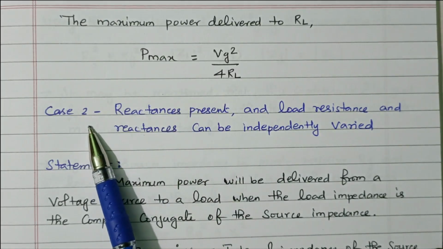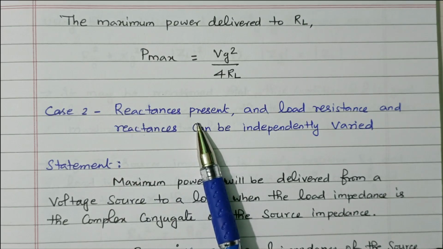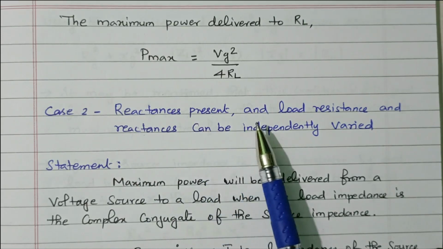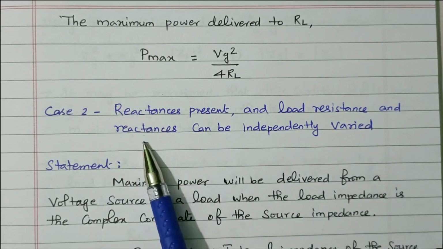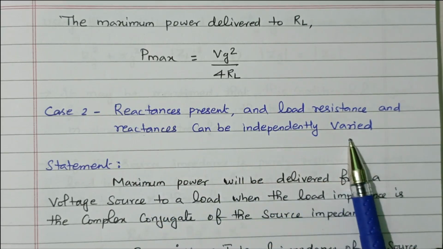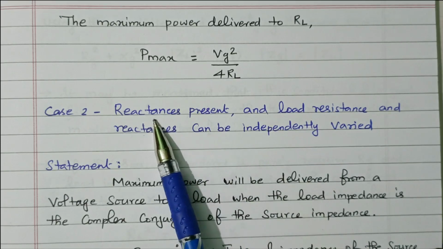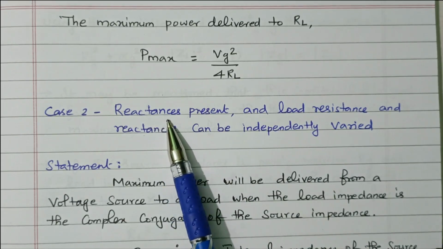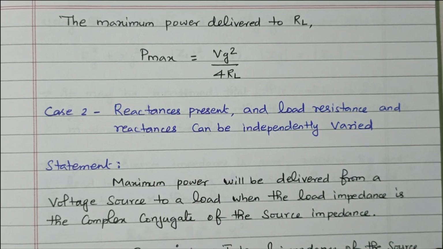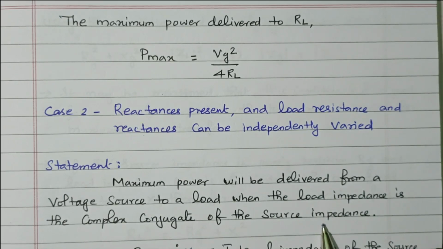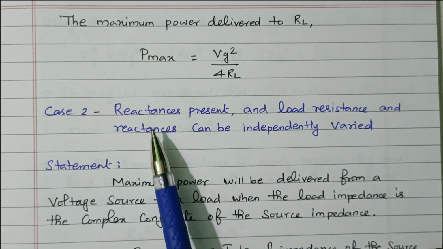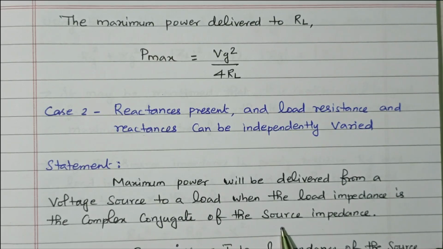So the second case: the reactance is present. Previously we had only the source resistance and load resistance, and now the reactance can be independently varied. The load contains resistance, but the circuit contains the reactance. So what is the statement given? Maximum power will be delivered from a voltage source to the load when the load impedance is the complex conjugate of the source impedance. In the previous case, the internal resistance is equal to the load resistance, but here the reactance is available, so we have the complex conjugate.